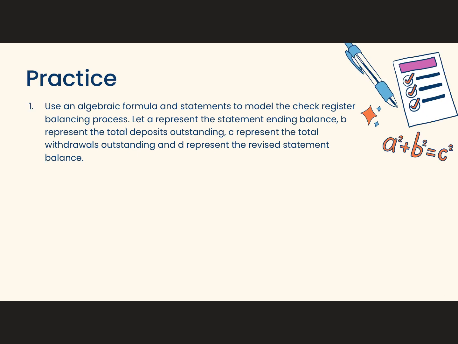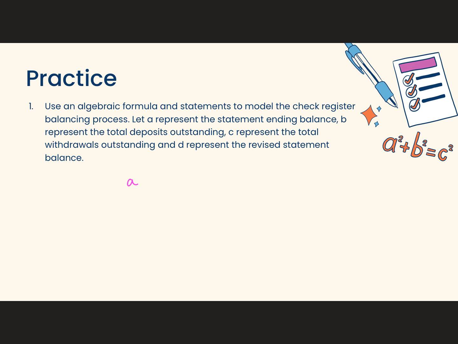So we're just going to start with number 1, pretty easy, straightforward. We're just looking for an algebraic formula to represent our balancing process. So it might seem a little counterintuitive, but we're going to start with the statement ending balance. So that's going to be our A. And to that, we want to deal with our total deposits that we have that are outstanding and our withdrawals that we have outstanding. So again, this is what you are ending your month with, but we are going to take into account the outstanding balances that we have.